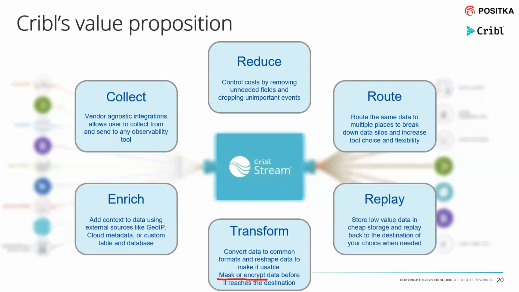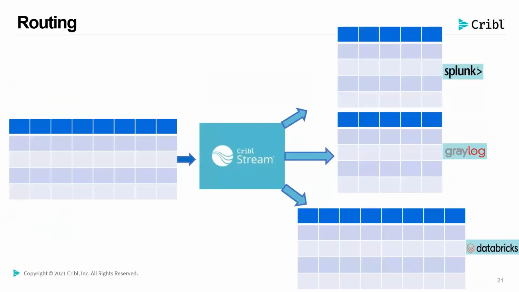And lastly, we have this replay capability, which again connects back to routing, where you can send full fidelity data to cheap storage, so that in case you're required to refer back to this data at a later stage due to compliance reasons or any such reasons, you can always send this data back from the storage of your choice through Cribl to the destination of your choice. So these are the major value propositions of Cribl.